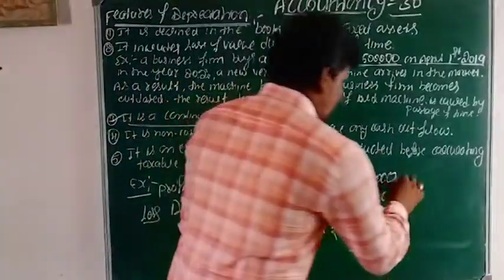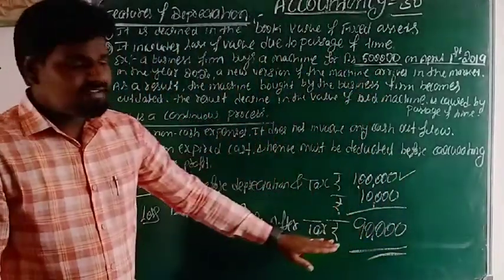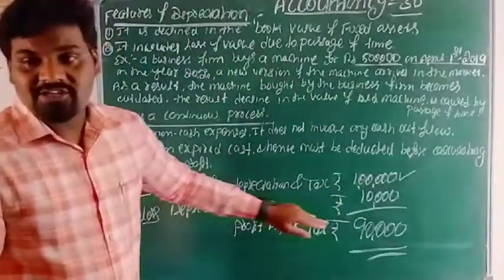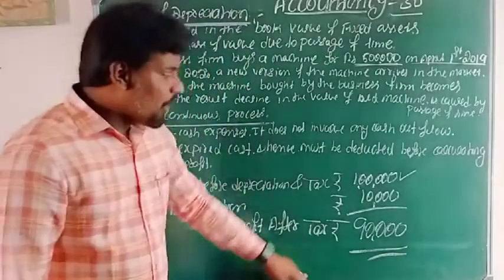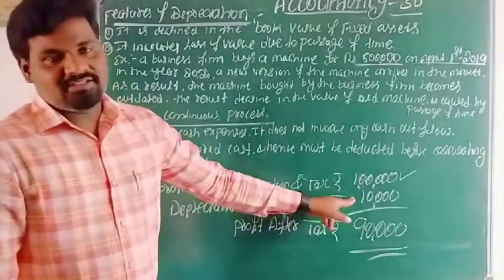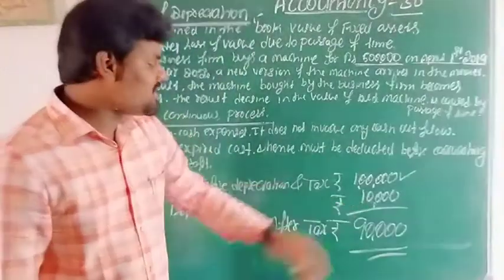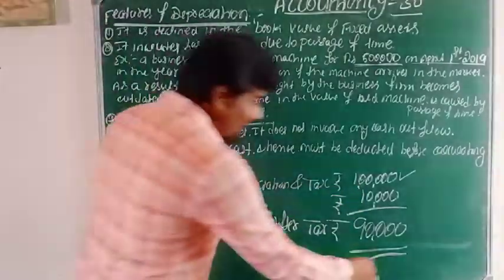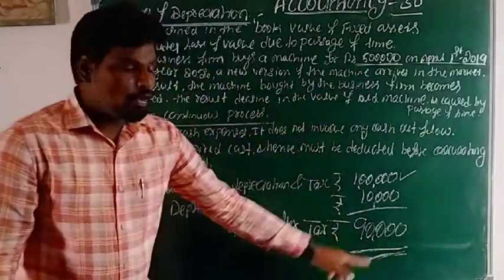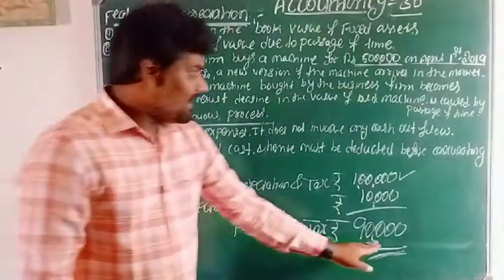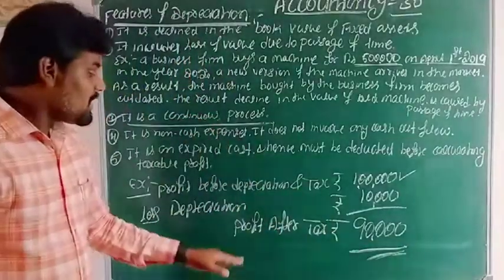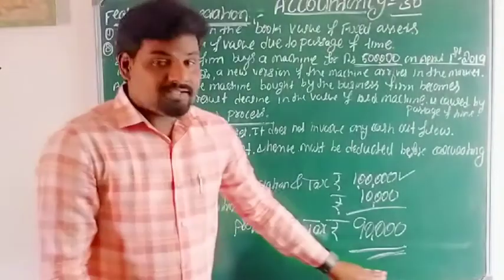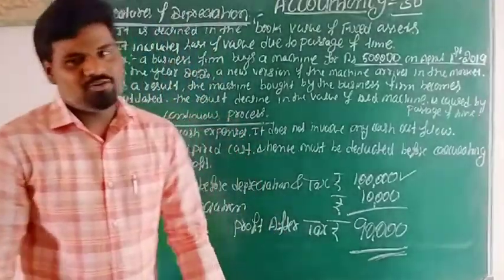So this is the total profit in the business organization. From that profit, we have not deducted depreciation as well as tax. Now we are charging depreciation. That depreciation is 10,000, so the remaining balance is 1 lakh minus 10,000. The remaining balance is 90,000 rupees. So this 90,000 rupees we can call profit after depreciation. Total we have 90,000 rupees.